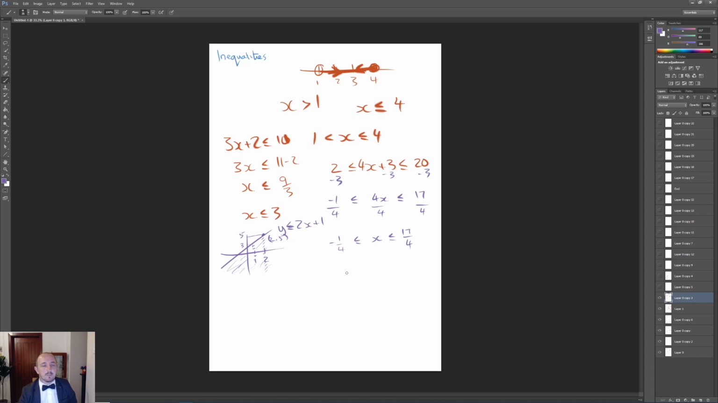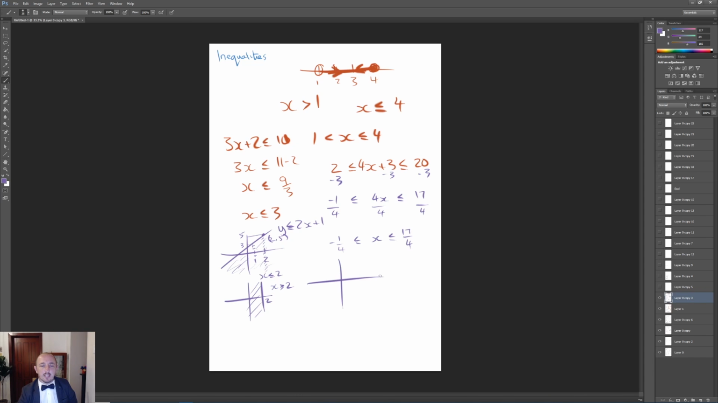If you have a vertical line like this, and it goes through 2, and we start to shade to the left, then our x is less than or equal to 2, and if we shade the right side, then our x would be greater than or equal to 2.